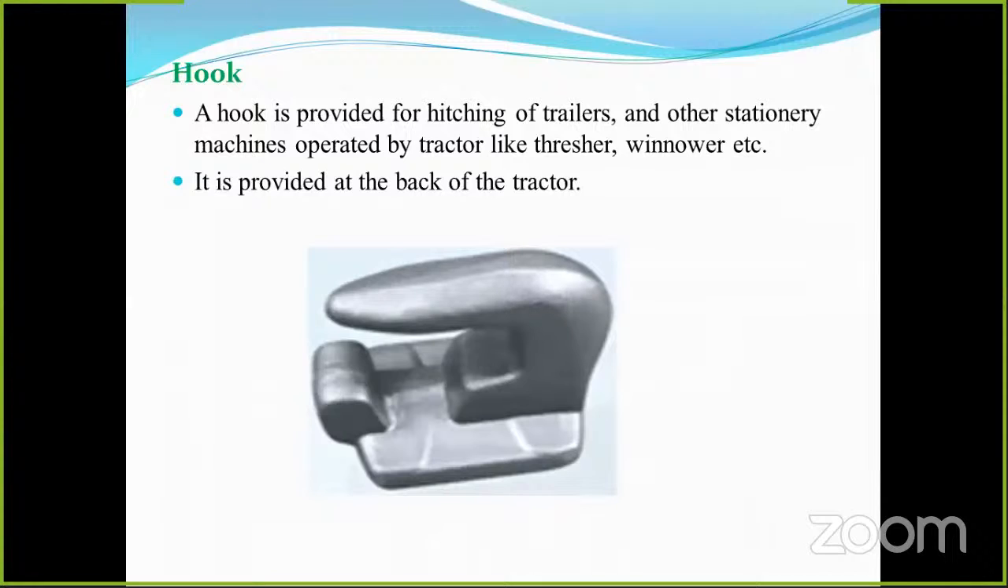Next, the hook. The hook is available at the bottom portion of the PTO. It is for pulling purposes, either a trolley or a multi-crop thresher. Multi-crop thresher means we should move it from one place to another place, and at that time it is utilized.